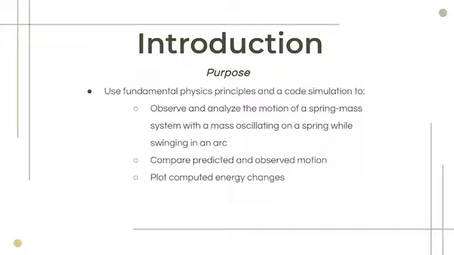So, for the introduction, the overall purpose of today's lab is to use fundamental physics principles and a code simulation in order to, 1, observe and analyze the motion of a spring mass system that has a mass oscillating on a spring while swinging in an arc. And 2, we want to compare the predicted and observed motions. And then lastly, we are going to plot the computed energy changes on a graph.